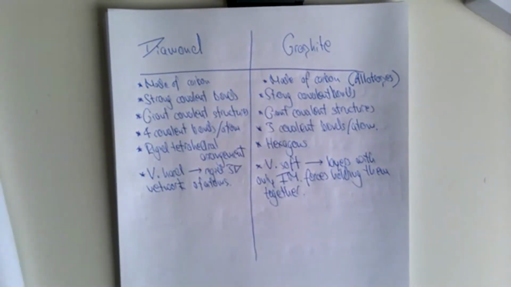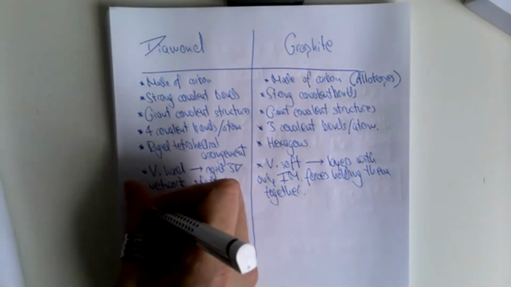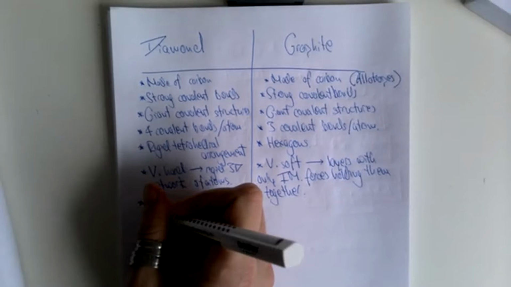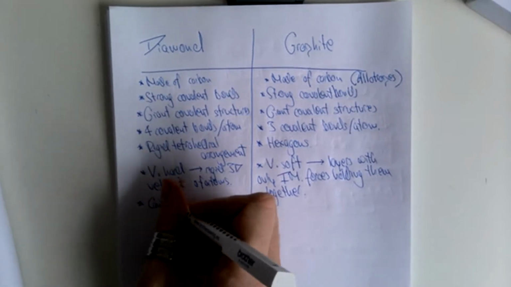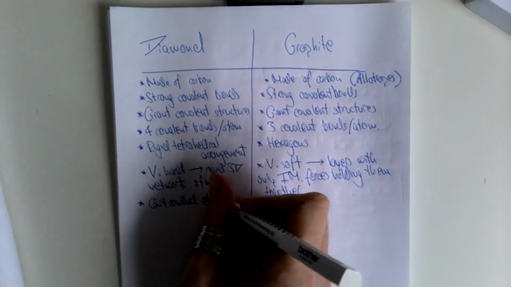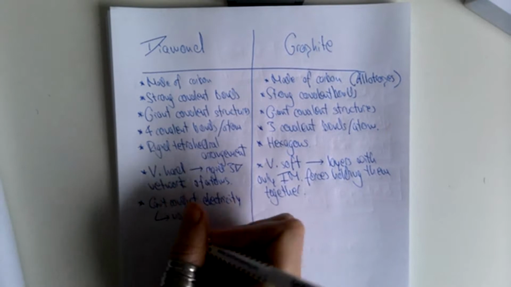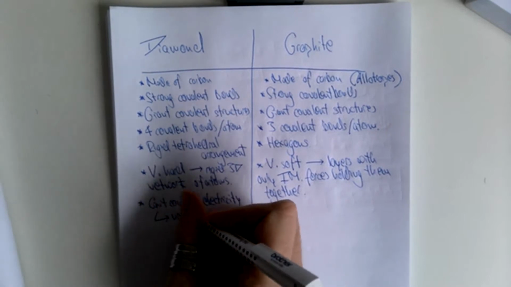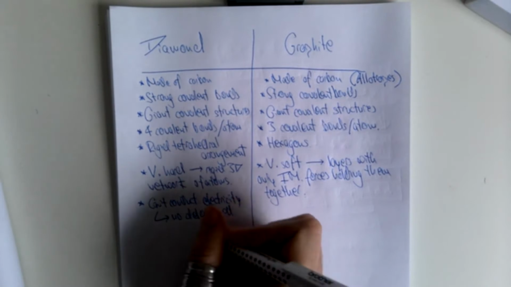In terms of their ability to conduct electricity, diamond can't conduct electricity. And the reason for this is within its structure, there are no delocalized electrons. So no electrons that are free to move and carry electrical charge.